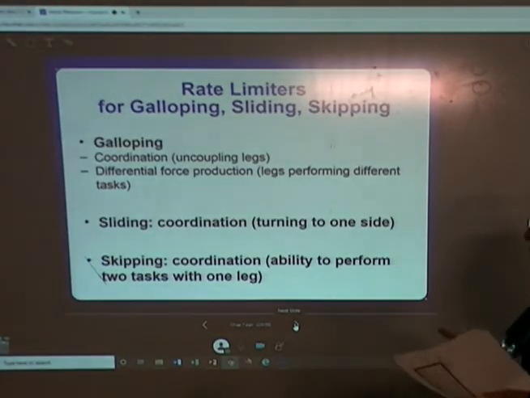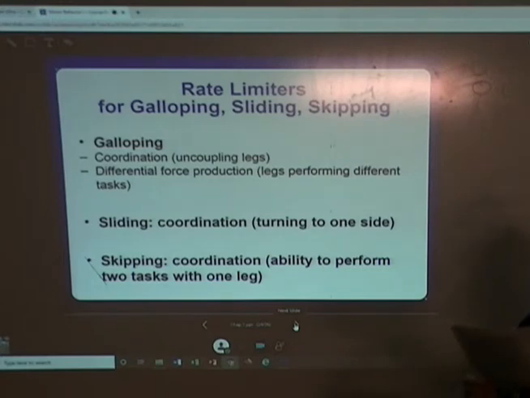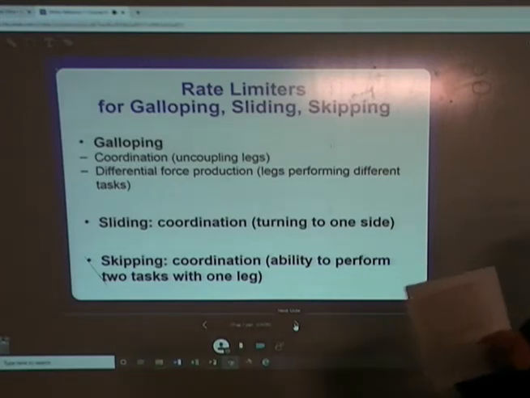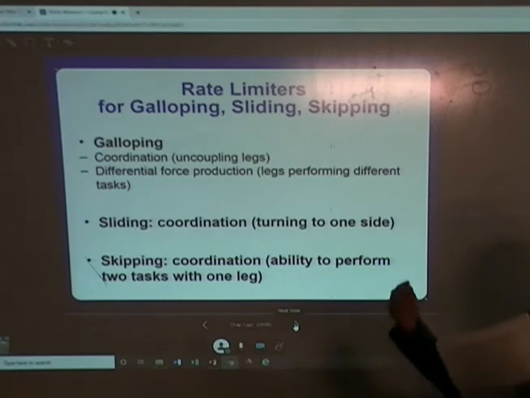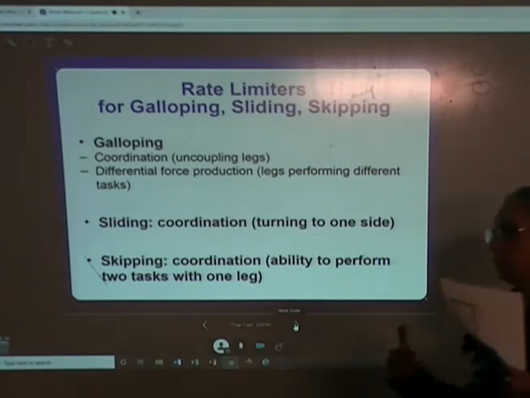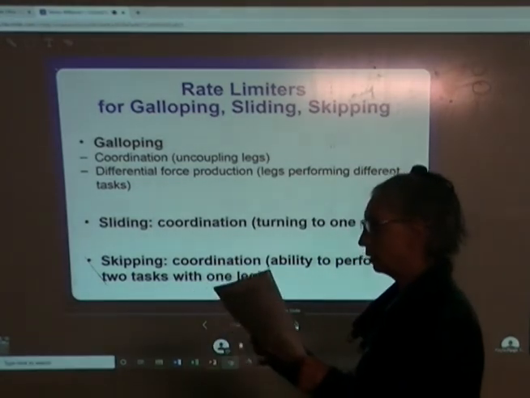Skipping, as I said, is the most complicated fundamental locomotor skill that we have. Getting to skipping involves development in the neuromuscular system. If those two systems are not talking to each other yet, then that could be the limiter for seeing skipping. We've got to be doing two things with one leg. I have to step and I have to hop. So I've got to put those two skills together.